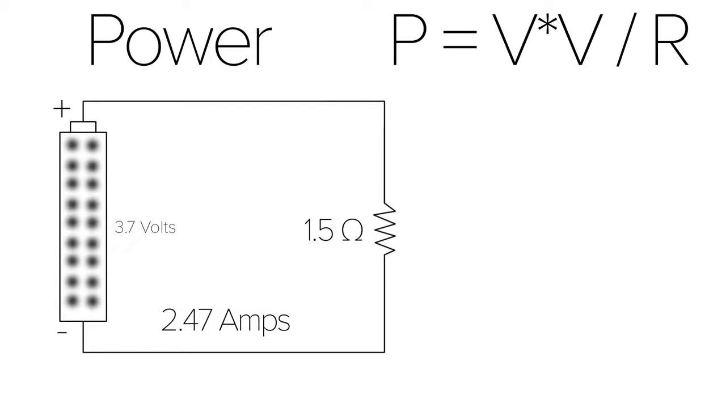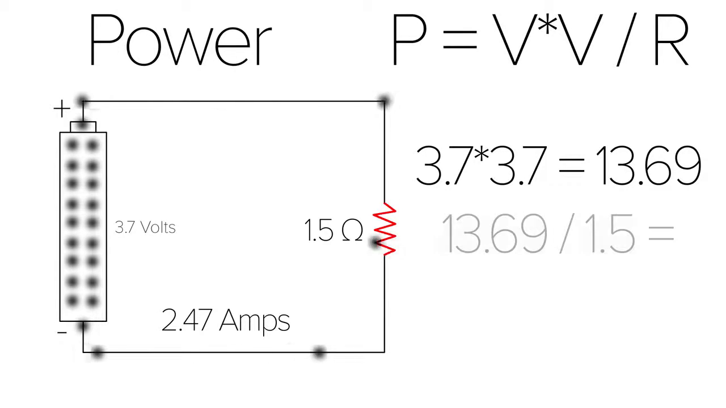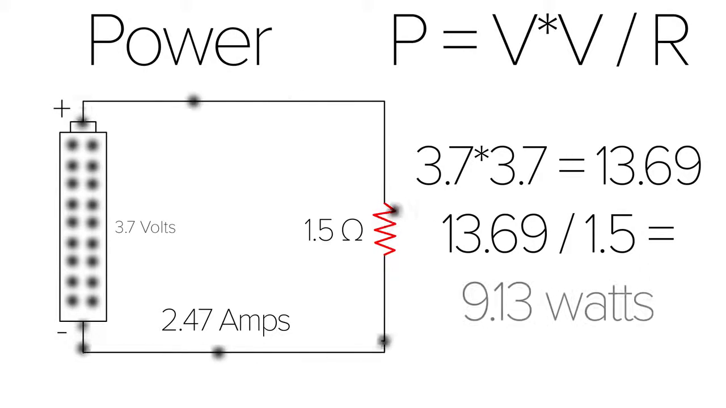Using the same 1.5 ohm coil from before, we'll calculate the wattage of this circuit. First, we square the voltage, so multiply 3.7 by 3.7, which will give us 13.69. Then we divide 13.69 by the resistance, which is 1.5. This will give us a wattage of 9.13. This is a measurement of how much heat is given off by this coil at this resistance.